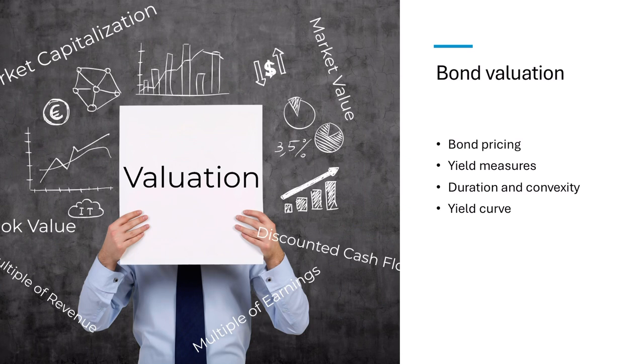Bond valuation and mechanics. Bond investors need to know how much a bond is worth and what they're earning. Bond pricing: a bond's price is the present value of all cash flows, coupon and principal. For yield, the current yield is the annual coupon divided by the price. The yield to maturity is the discount rate that makes the PV of cash flows equal to the price. And yield to call is the yield if the issuer redeems early.